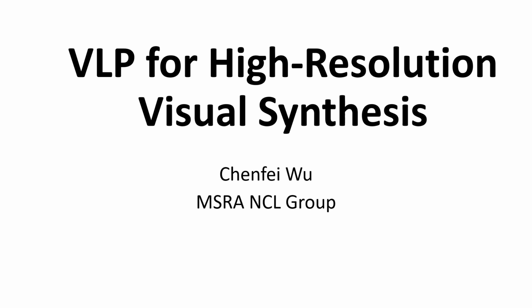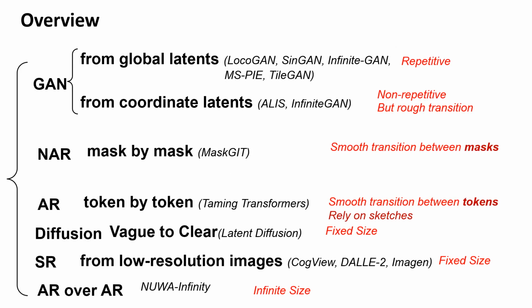Today I talk about VLP training for high-resolution visual synthesis. In this page, I will give a brief overview of related works. Firstly, I will introduce GAN from global latents or from coordinate latents. The GAN from global latents has the drawback of generating repetitive results. And for GAN from coordinate latents, they can generate non-repetitive results that have rapid transition between patches.